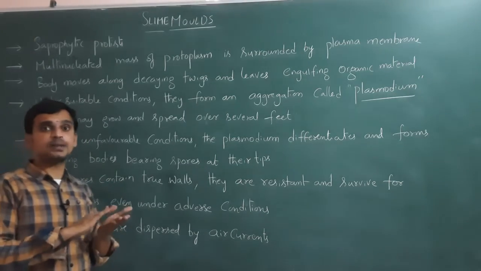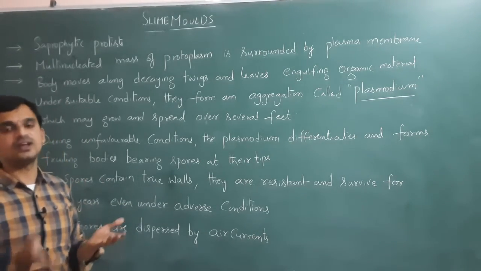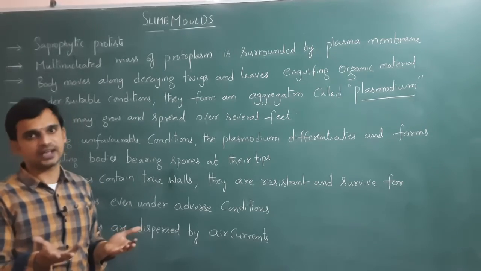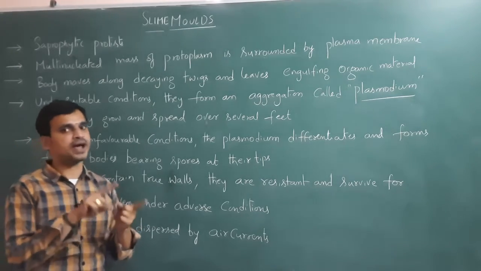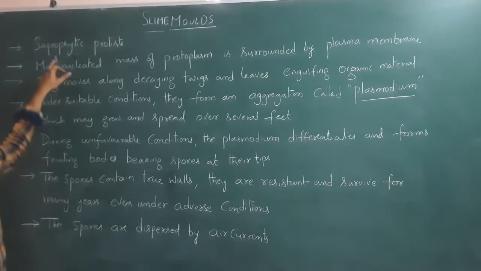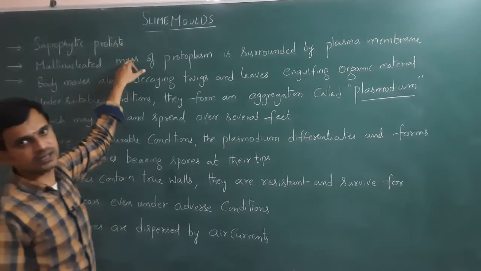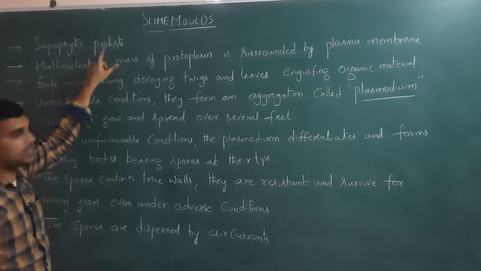Parasites depend on other organisms for their food. Saprophytes depend on dead organisms for their food. That is the difference between parasites and saprophytes. So they are saprophytic protists, and they come under kingdom Protista.